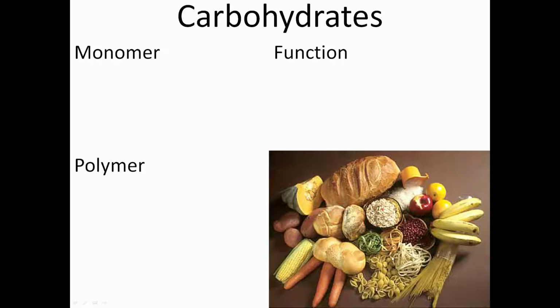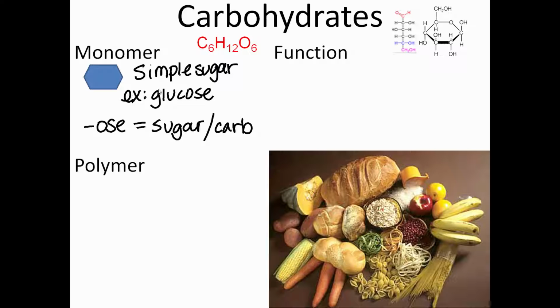So the monomer is a simple sugar. The simple sugar is called glucose. It's C6H12O6. Oses, again, are sugar or carbohydrates.